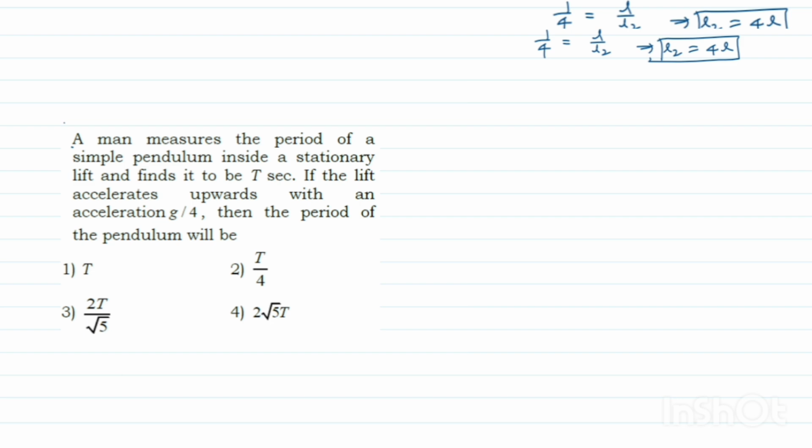Let us take the next question. A man measures the time period of the simple pendulum inside the stationary lift and finds T seconds. If the lift accelerates upwards with an acceleration g by 4, then the time period they are asking.